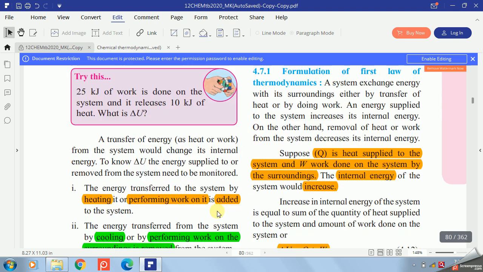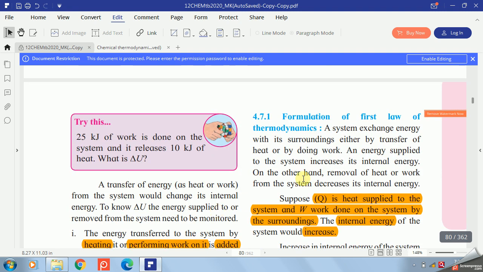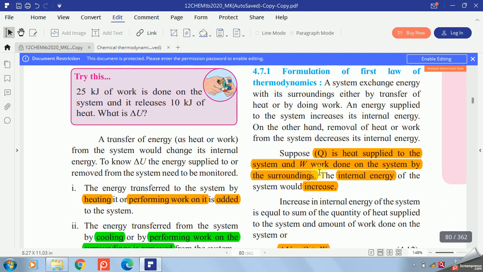So all these statements are equivalent. Then you write the mathematical form of this first law of thermodynamics. So many times a question may be asked related to this. Write the mathematical statement of the first law of thermodynamics. Then don't write the previous three statements. You have to write the mathematical equation.